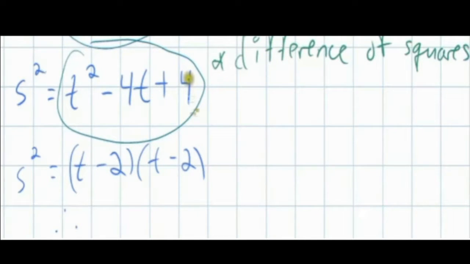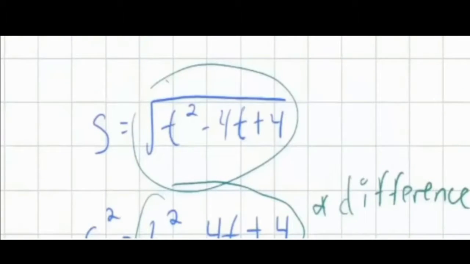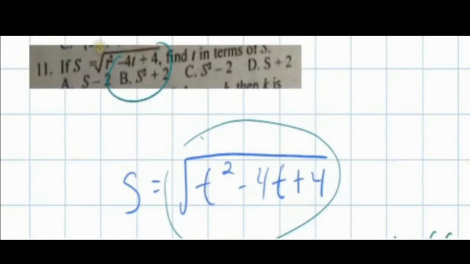So now I have s squared is equal to t squared minus 4t plus 4. Next, I noted that this quantity here, t squared minus 4t plus 4, is a difference of squares. So I split it into t minus 2 times t minus 2. And so my next step would be to get t by itself. So I would add 2 to both sides. So now I have t is equal to s squared plus 2. And that's twice because of the square root that happened earlier. So that's your option for B.